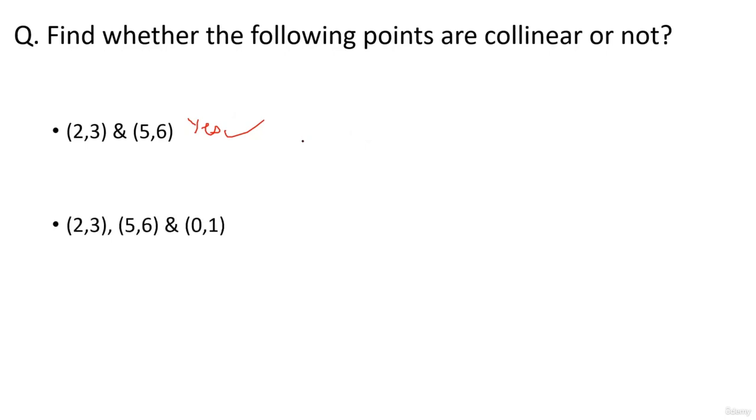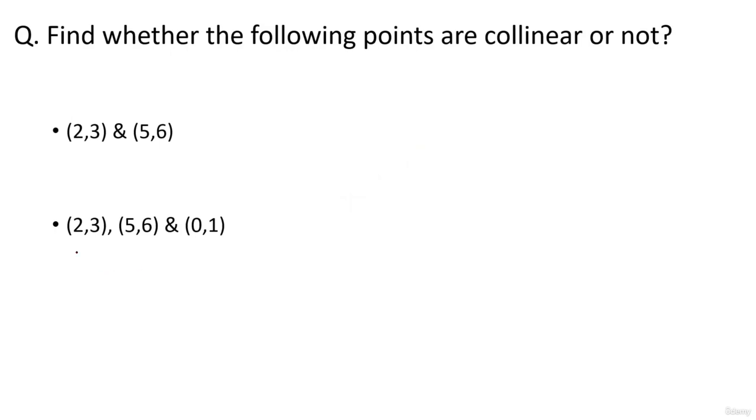Suppose I have a system of 3 points: (2, 3), (5, 6) and (0, 1). अब हमें check करना पड़ेगा, right? Because 2 points may be collinear, they may have a slope, but the third point, if it is here, ऐसा हो जाएगा. अगर एक तीसरा पॉइंट इधर है तो ये ऐसा हो जाएगा. So for 3 points we need to check whether they are collinear or not.